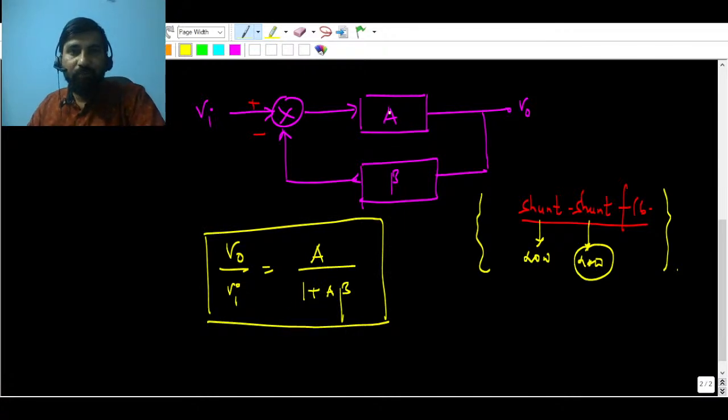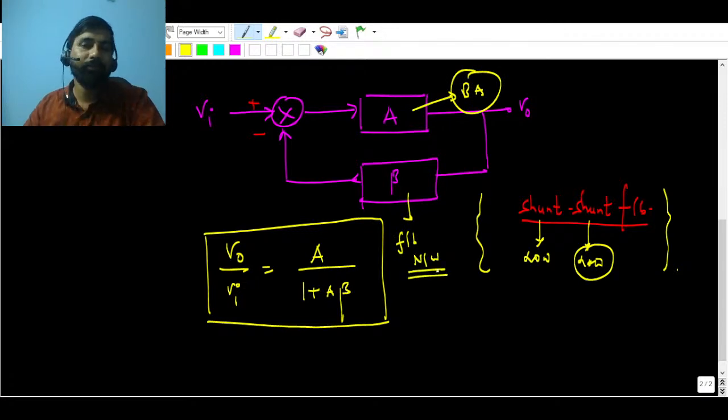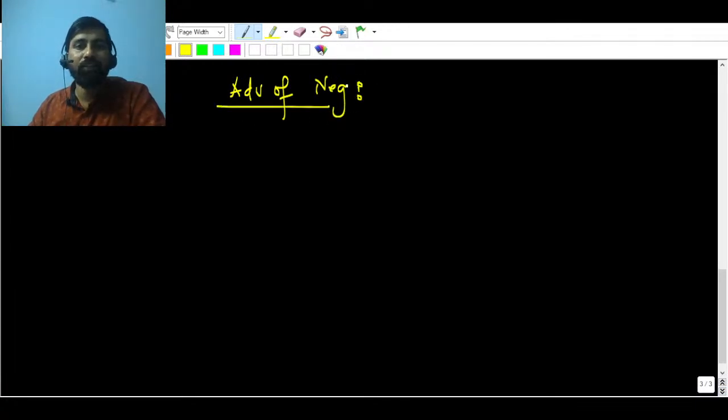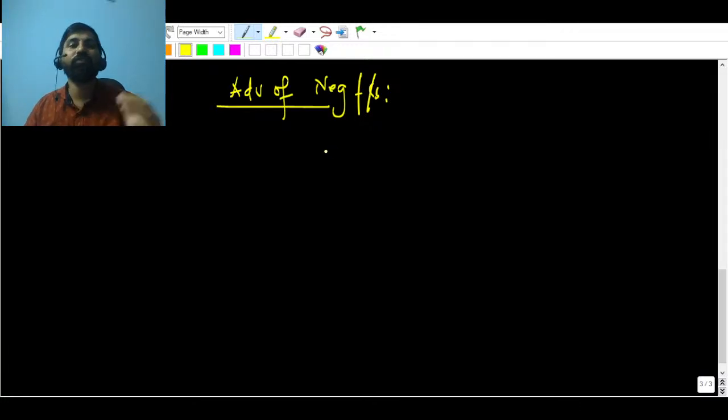This A is basically the basic amplifier. And this is the feedback network. So as far as the advantage of negative feedback is concerned, what is the advantage of negative feedback? You have to keep in mind always, the advantage of negative feedback is that it desensitizes the forward path gain.